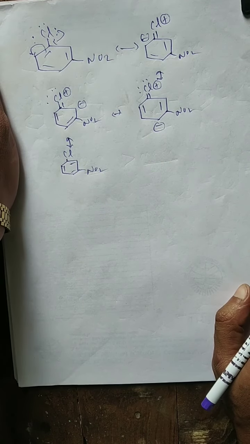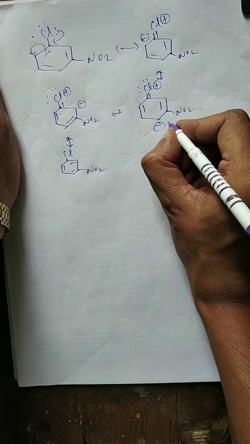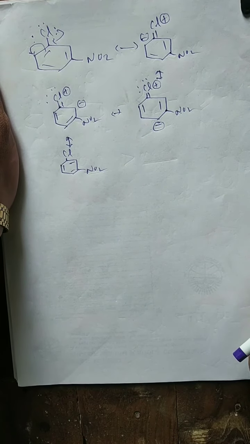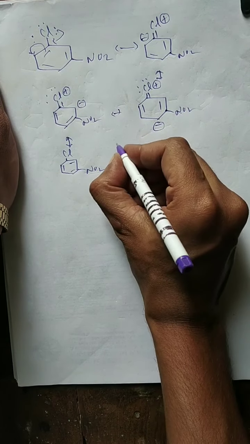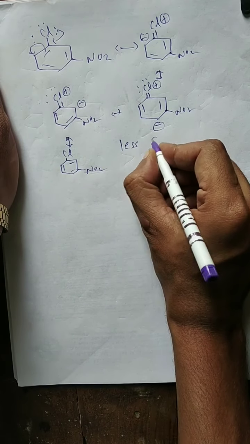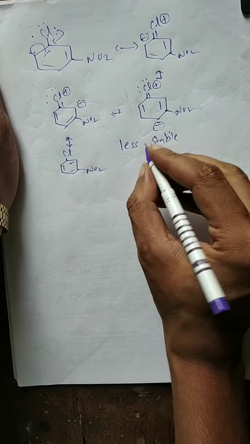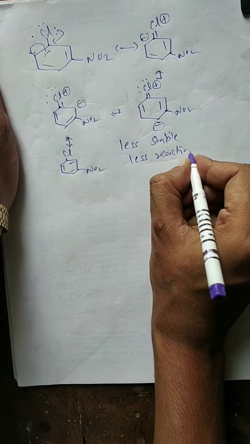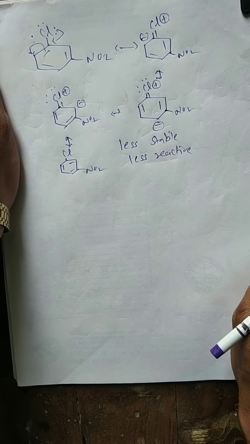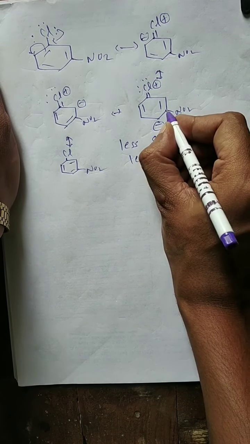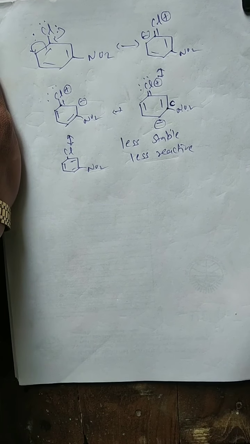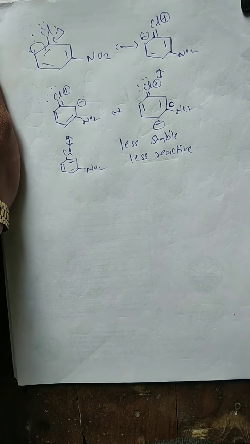Now here you can see the negative ion does not come on carbon number 3, which has the NO2 group on it. So it is less stable and less reactive. Again, the negative ion does not come on the carbon having the NO2 group, the electron withdrawing group, on it. So it is less stable and less reactive.